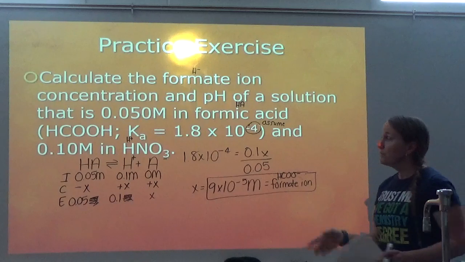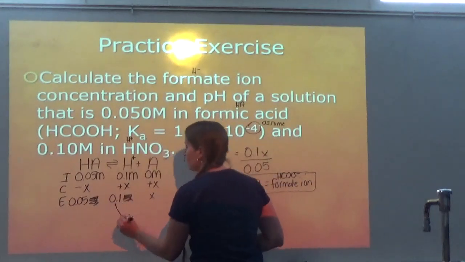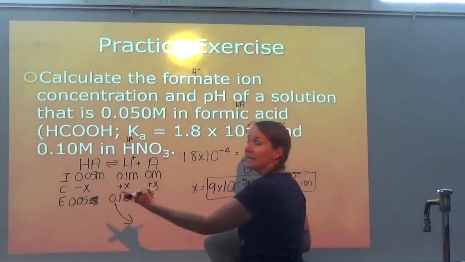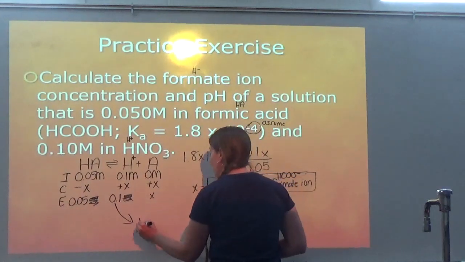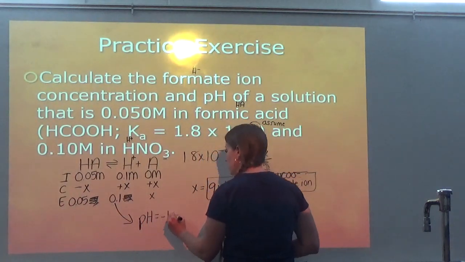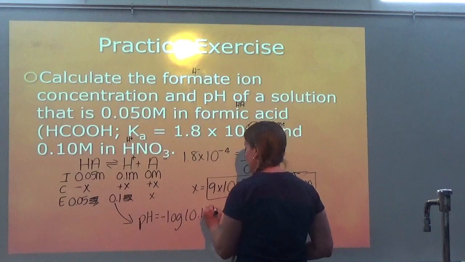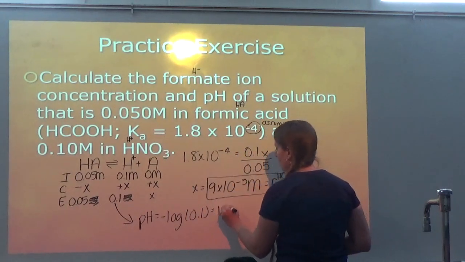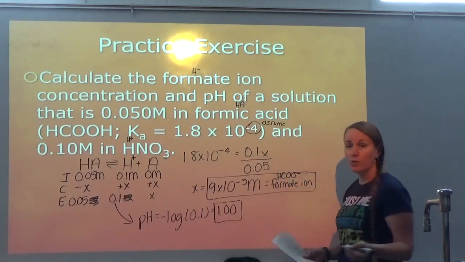But it also asked me for pH. Well, remember, pH comes from H plus, which we already decided is practically 0.1. So again, I do the same thing. pH equals negative log of 0.1. Well, that's the same as it was for the last question. So it still gives me a pH of 1.